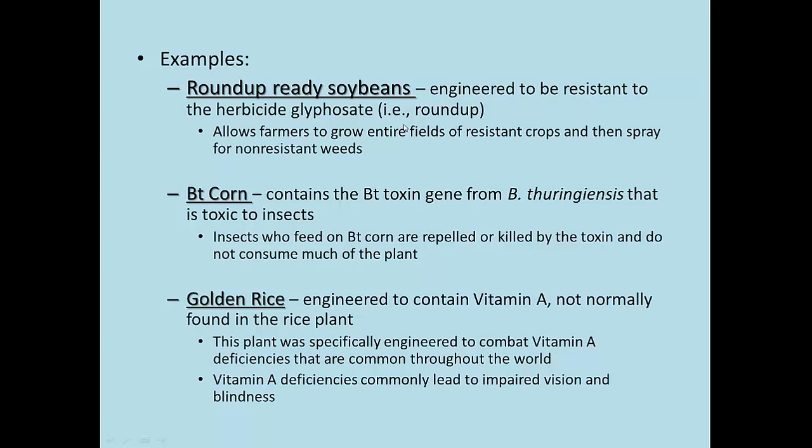So with this invention, what they basically were able to do was confer resistance to the herbicide, the Roundup, to the plant. And then you could spray an entire field with Roundup. And because the crops were resistant, it would only kill the weeds around the crops, and the plants would keep growing.